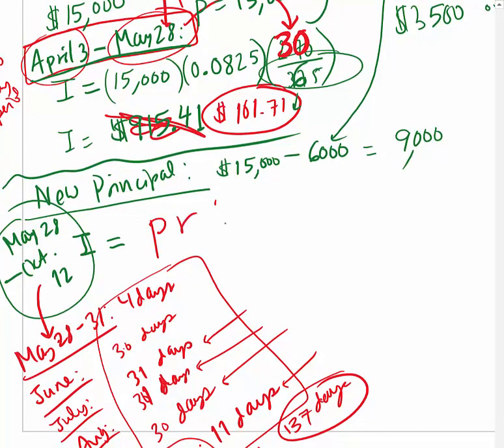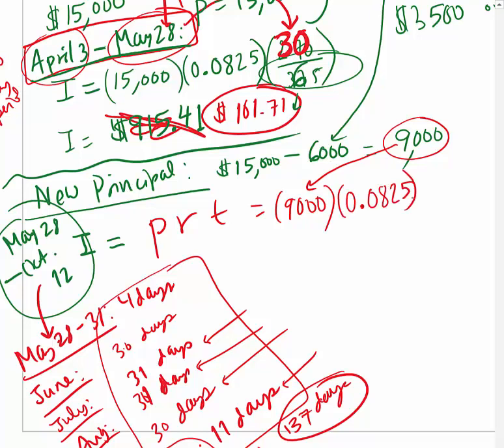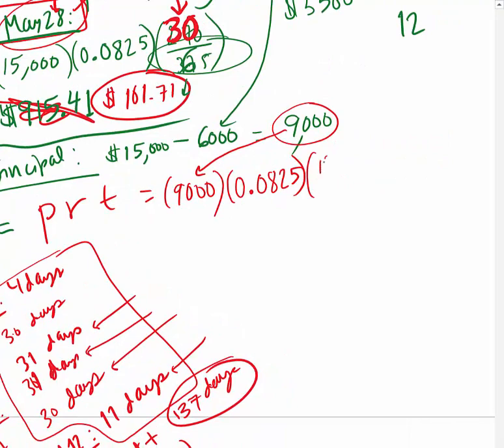Principal, rate, time. Now that he made a payment on May 28th, the new principal is 9,000. The interest rate, they said, is not changing, so I'm going to leave that. And then the time, we said 137 days out of the year, 365. There it is. So let me see what that'll be. Okay, that's a larger interest. I want to round to the nearest cent: $278.69.